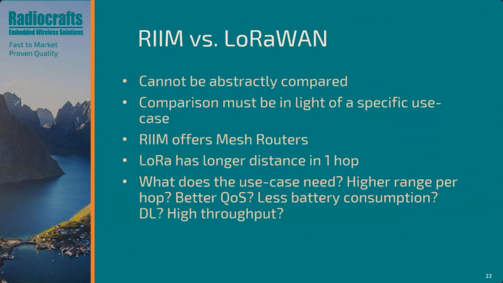So how can we compare them? Well, they cannot really be compared in general, like abstractly compared. You have to compare them maybe in light of a specific use case. Because as you know, RIIM has mesh routers, but LoRa has longer distance in one hop. So you have to ask yourself, what does your use case need? Does it need the higher range per hop? Does it need better quality of service? Does it need less battery consumption, downlink, throughput, less latency?